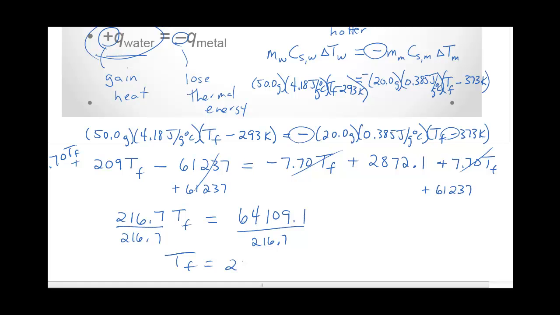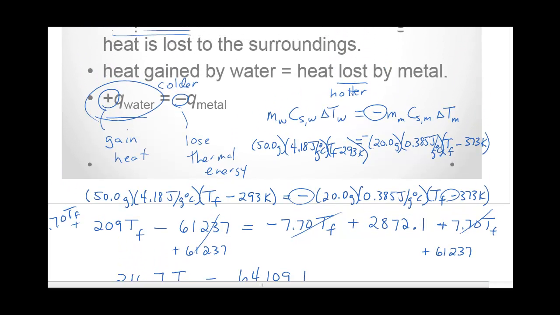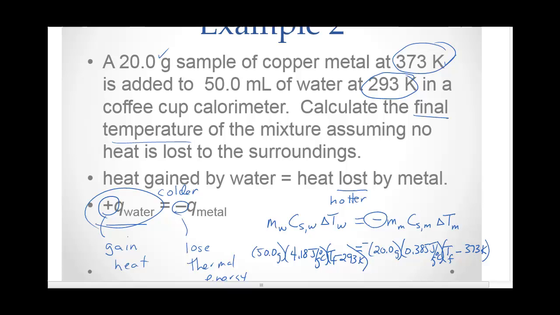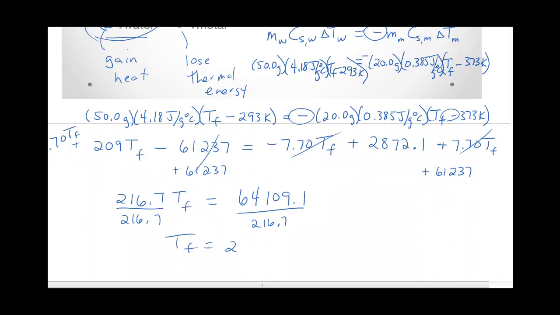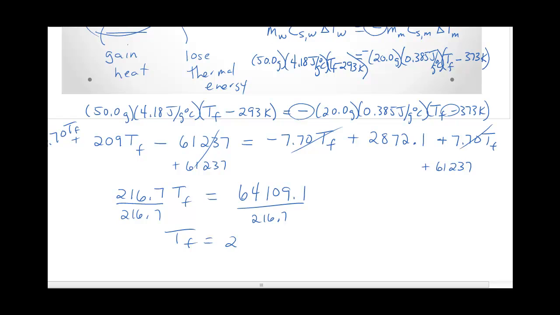Now I think we really only had 3 significant figures. Let's scroll back up really quickly. Yeah, it looks like 3 significant figures. So I get 295.84, but I come up with 296 Kelvin to 3 sig figs. So what we're saying is that we took the metal at 373, mixed it with the water at 293, and the temperature of the metal went down from 373 to 296. And the water went up from 293 to 296.